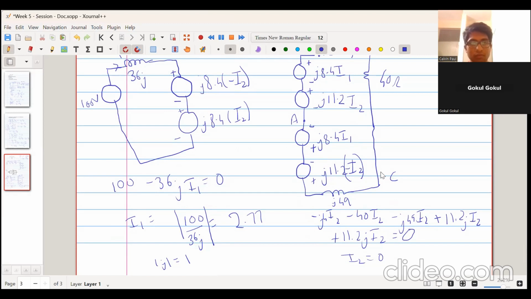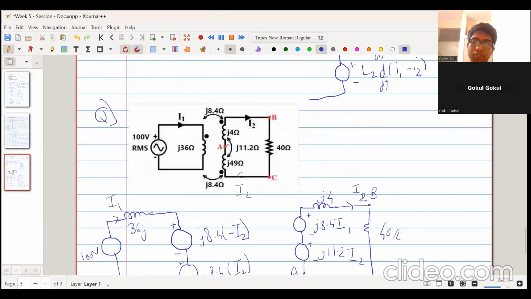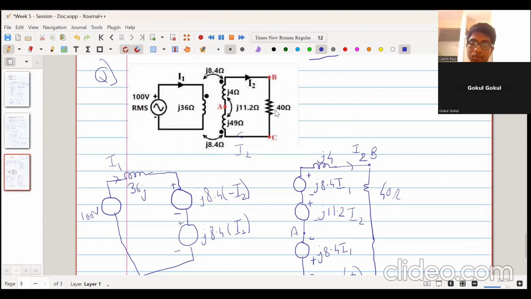So we got I2 to be equal to 0. So we have solved I1, I2 we have got. Now they were telling us to find the RMS value of the potential difference between A and B. Between A and B, what we know is I2 is equal to 0, which means J4 into I2 is 0.